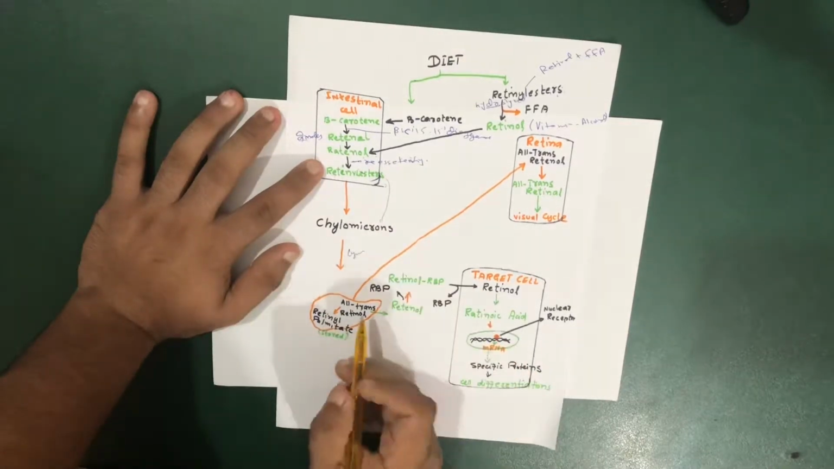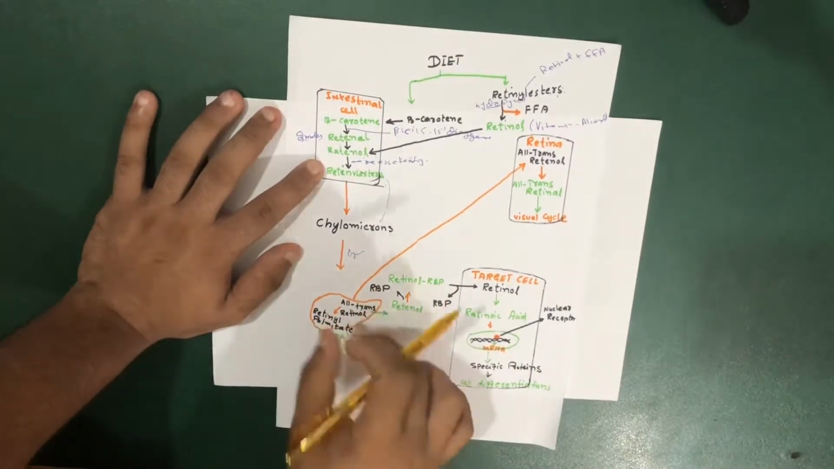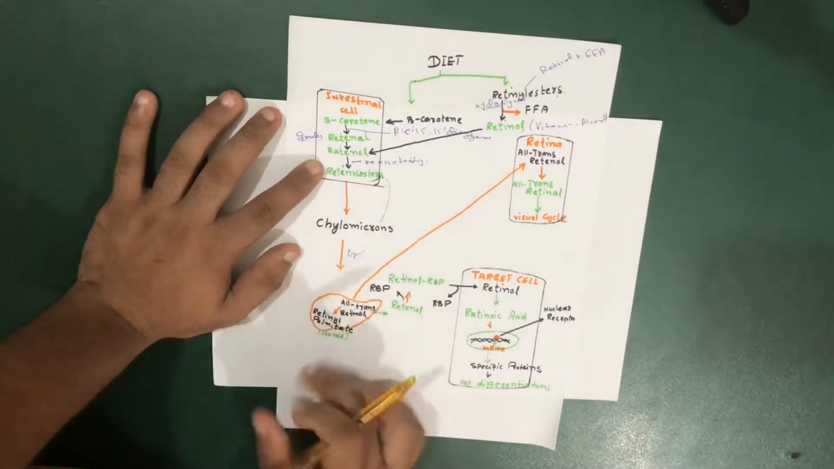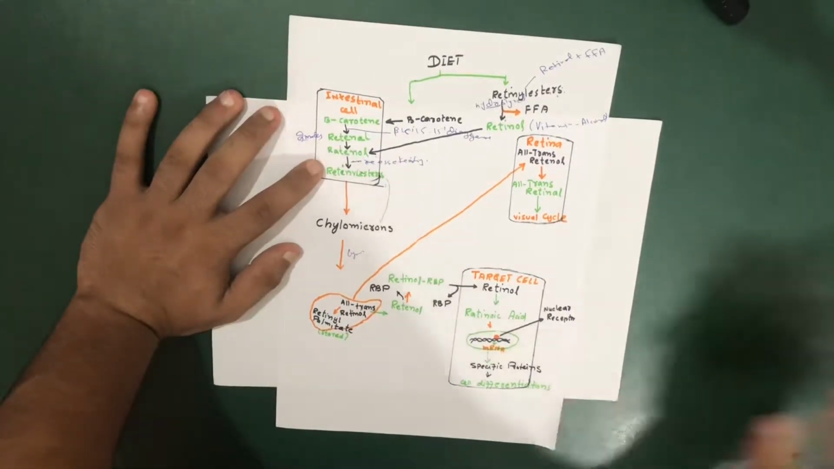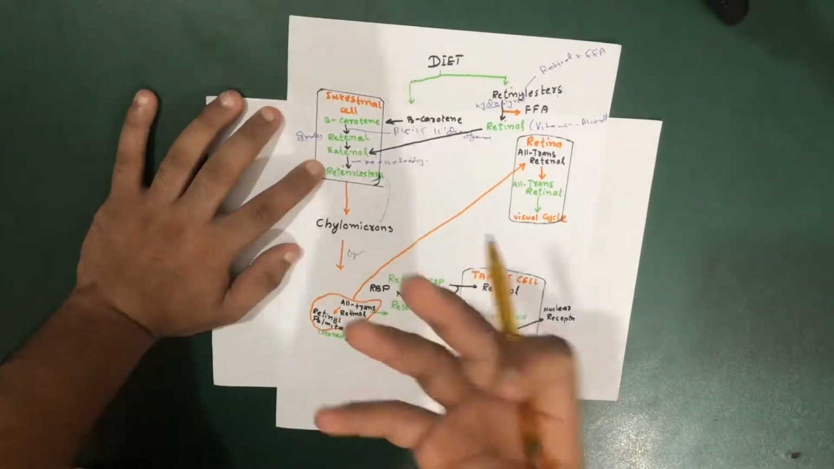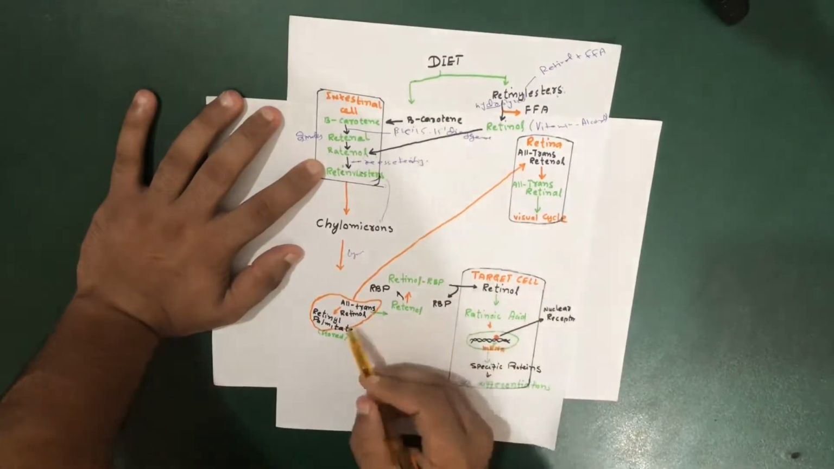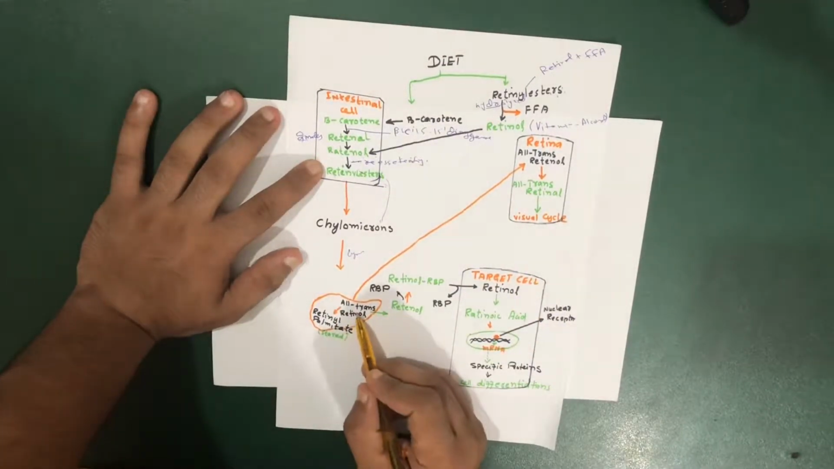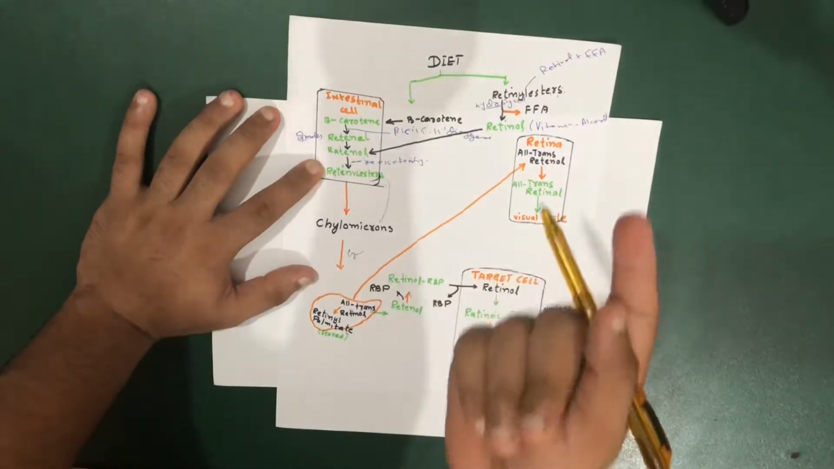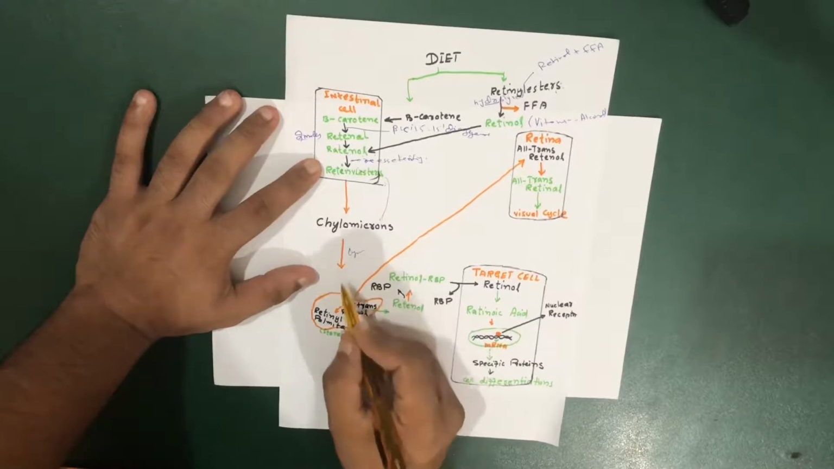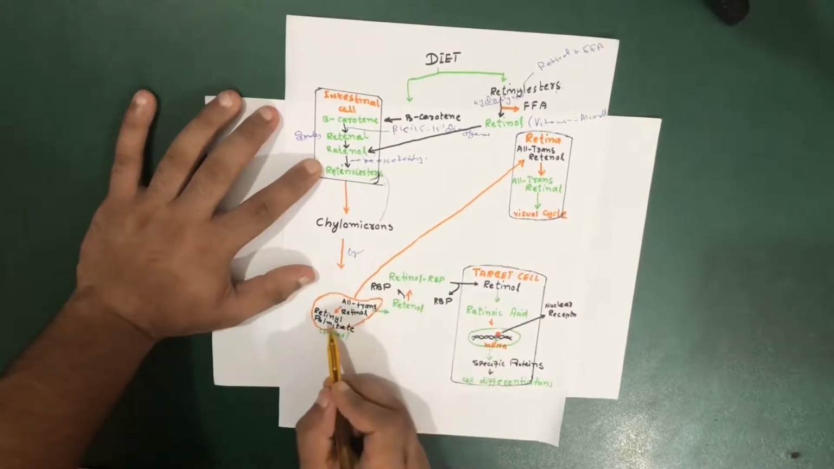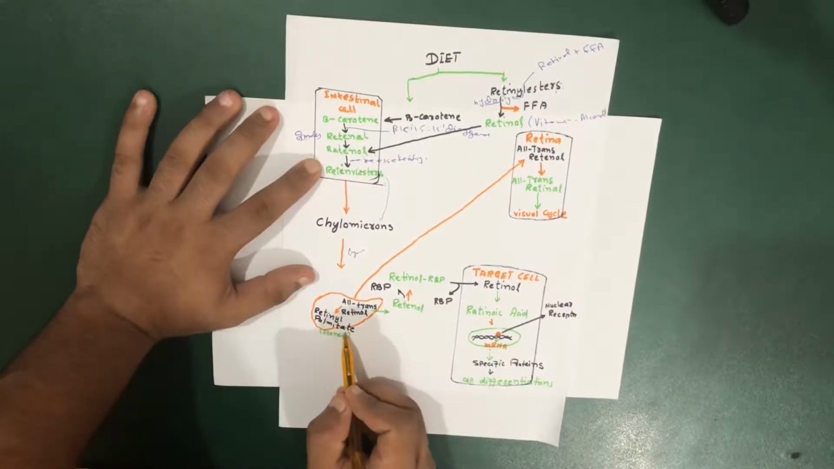So now again, as we know, retinol is stored in the liver. If a cell needs vitamin A or retinol, what happens when it is needed? Vitamin A is released from the liver. One thing more I forgot to mention is that in the liver, it is stored in the form of retinol palmitate.